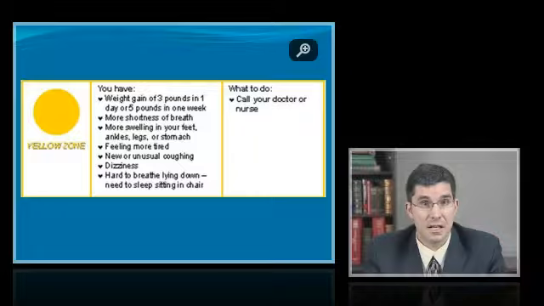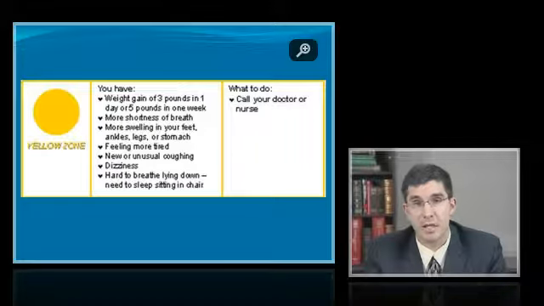So Mrs. S is in the yellow zone, and patients with dementia can be a challenge because it's hard to get a good history out of them. But the fact that she's lethargic is very concerning. She also has a weight gain that suggests heart failure, and she has physical exam findings that suggest heart failure.